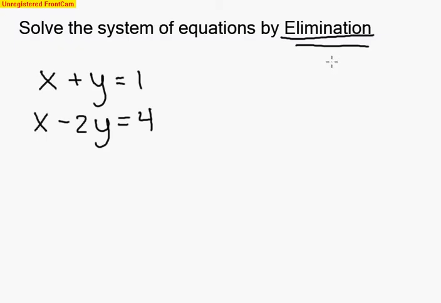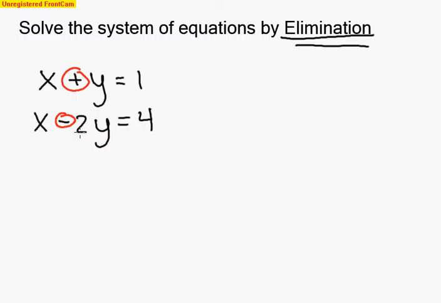Now, it doesn't matter which variable you pick to eliminate. Maybe you don't like x or maybe you don't like y. You can choose whichever one you want. But there is a kind of clever way to make sure you pick the best one. You're going to look for things where the signs are different. Notice we have positive y and we have negative 2y. So when I see that, I usually want to eliminate the y variable.